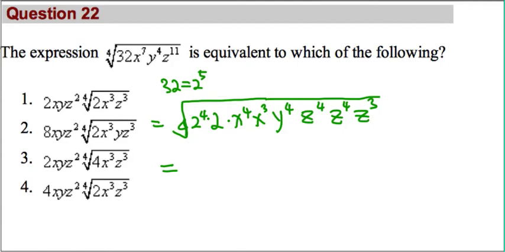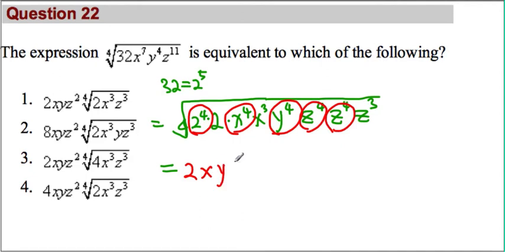Then here what comes out? Alright, 2 to the 4th, x to the 4th, y to the 4th, and 2 z's will come out. Hence we end up getting 2xyz squared, and 4th root of 2x cubed and z cubed. So that becomes our answer. So where is my answer then? It seems to be choice number 1, right over here.